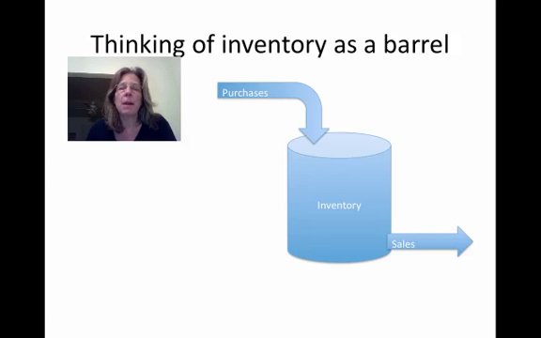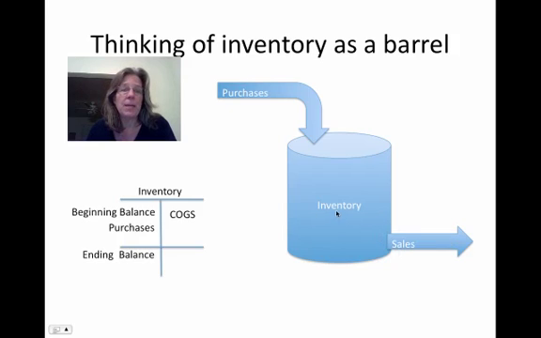And when we think about inventory, I often think about it as a barrel, because I imagine there's some sort of storage associated with it, which is the inventory itself. Added to that are the purchases we buy, and subtracted from that, or taken away, are the sales that we have. The other way we can think about it is a T account, where we have the beginning balance, purchases coming in as a debit entry, and cost of goods sold going out as a credit entry. And then the ending balance would be the net of that.